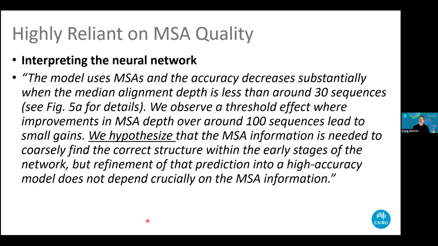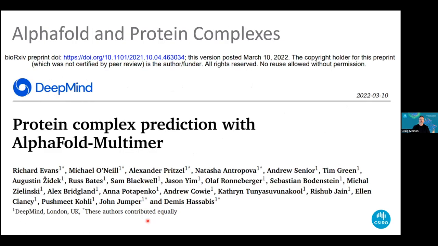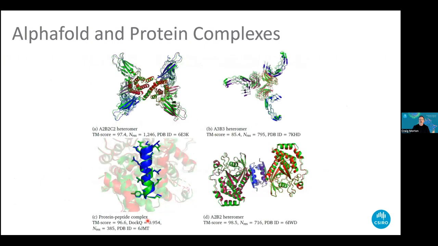So AlphaFold doesn't just predict single proteins. It's perfectly capable of predicting multiple protein-protein interactions as well. And a variant of AlphaFold trained specifically to do this better, AlphaFold Multimer, is available as well. The paper for that is only on bioRxiv still. It hasn't actually come out in a proper journal. And AlphaFold Multimer does an amazingly good job at predicting dimers, trimers, all sorts of things, peptide-protein complexes.